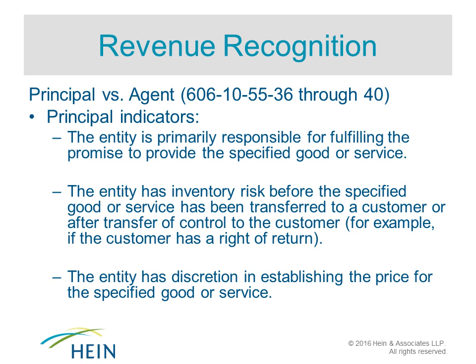Those indicators are: the entity is primarily responsible for fulfilling the promise to provide the specified good or service. Inventory risk is another consideration, which, again, is very similar to legacy GAAP. Look at whether there's a right of return. That should be considered in the analysis. And then the entity has discretion in establishing the price for the specified good or service. So just a few indicators as to whether we would qualify as a principal as opposed to the agent. And the importance, again, is that if we're considered the agent, then we're recognizing revenue on a net basis.